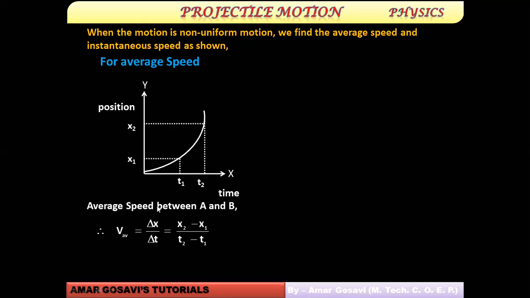Del x represents x2 minus x1. Okay, and del t will represent t2 minus t1. So the time gap between the intervals, basically two intervals. And here x1 and x2 are the different positions which have been plotted. Okay, so this is how you work out average speed, my dear friend. All right, so you work out the average speed.